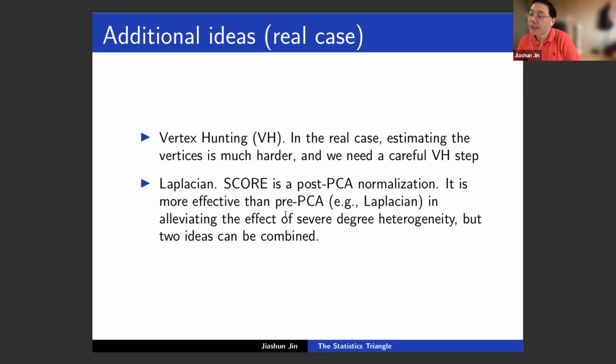Both approaches can alleviate the effect of the severe degree heterogeneity, but the score normalization is more successful. But it's slightly better if you just combine both. That means you do a normalization before you apply PCA, then you do PCA, then you do the score normalization. So you can combine all these ideas together.